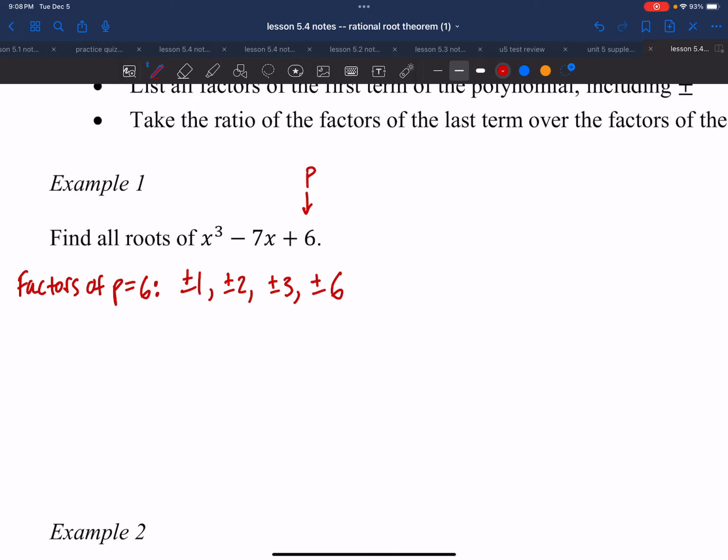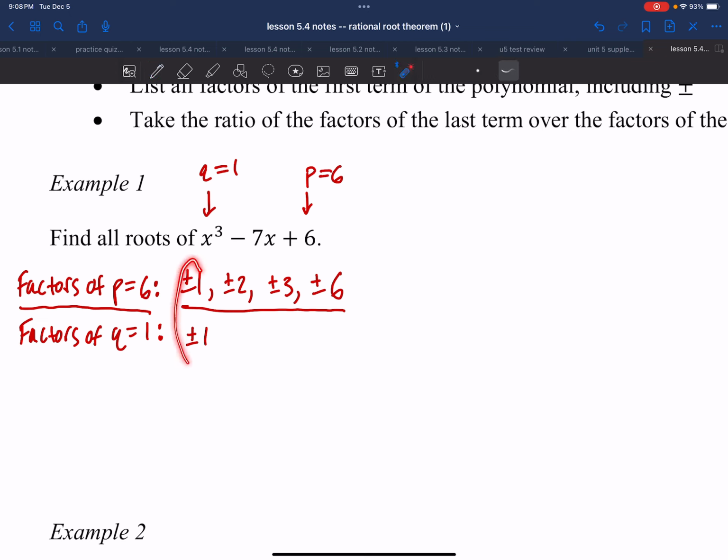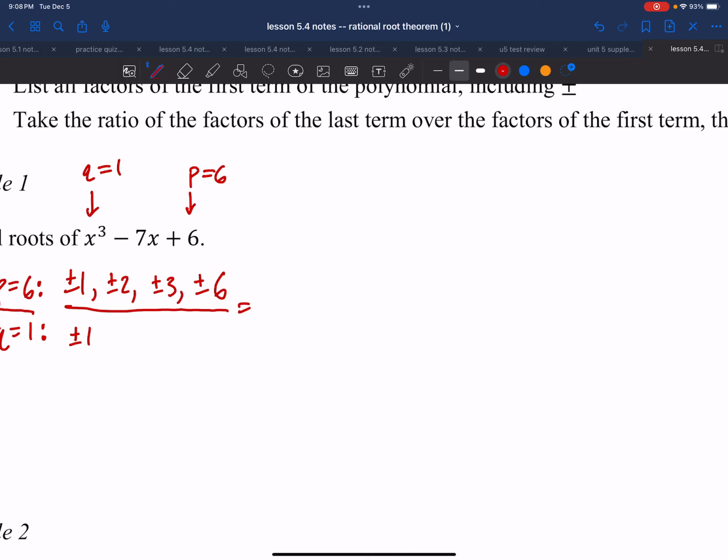And so then I'm going to list the other factors of what's called q. So this is q. So p is equal to 6. q is the leading coefficient on x cubed. That's 1. So I'm going to look at the factors of q equals 1, which is just plus or minus 1. Now, you're going to take the ratio of this. You're going to divide all of these things, okay? And so what you're doing is 1 over 1, 2 over 1, 3 over 1, 6 over 1, which, that's a pretty simple list.